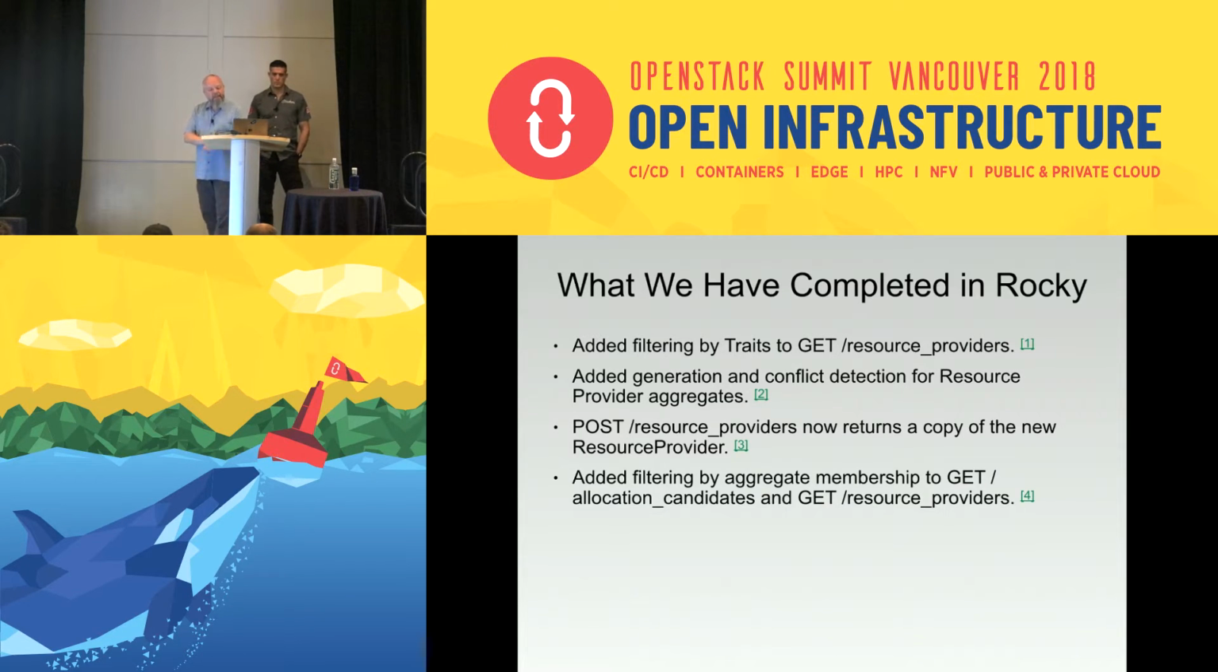Okay, now the other thing: we had filtering by traits added in Queens. Now we're filtering by aggregate membership. So you're now able to say that I want something that meets all these resources, and the resource provider is a member of one or more aggregates. It's just another way of reducing the amount of filtering that has to happen client side. That's done now in the Nova scheduler. Now it can be done directly in placement.